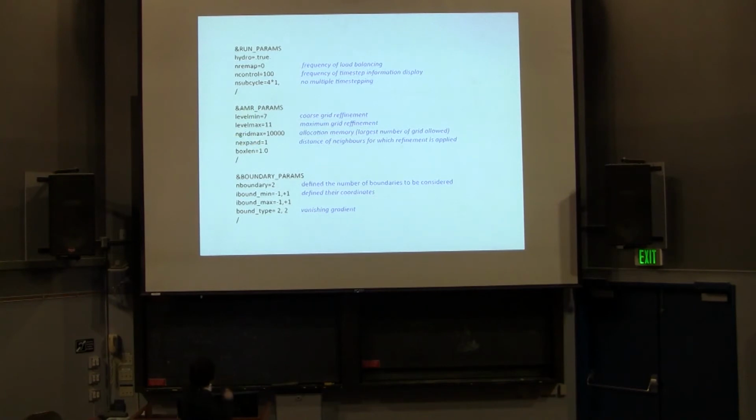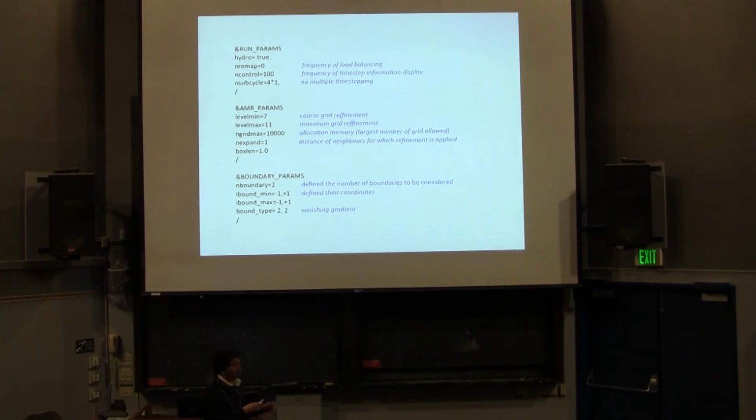Right. Nexpand is a parameter. So when you decide to refine a cell, you may want to also refine the neighbors around it in order to get a kind of smooth transition. And so you can refine 1, 2, 3, 4 neighbors, and that's what Nexpand specifies. Okay? So if you have a very, very big Nexpand, you will end up refining all the grids. Boxlen is the size of the box.